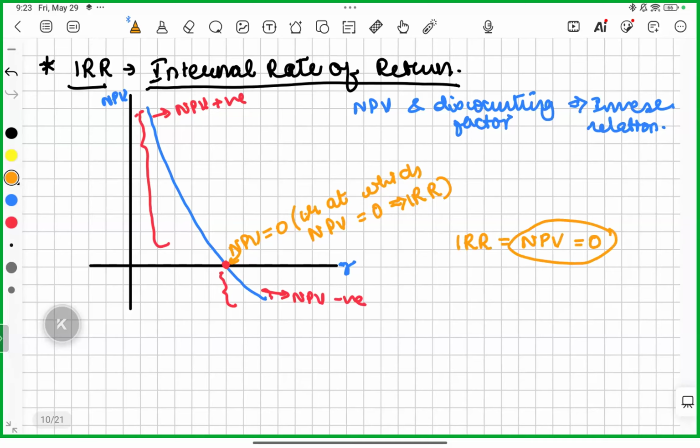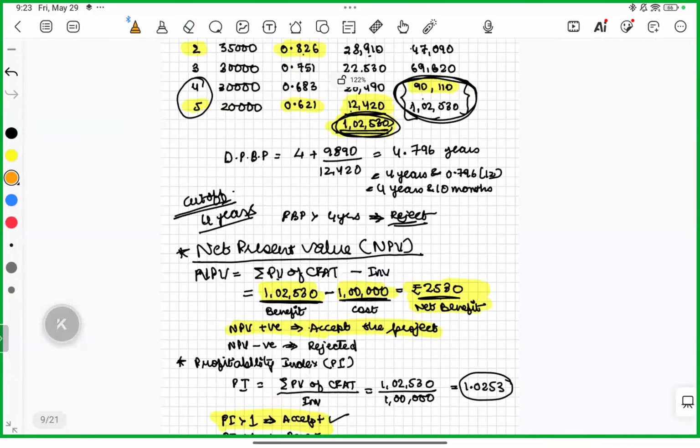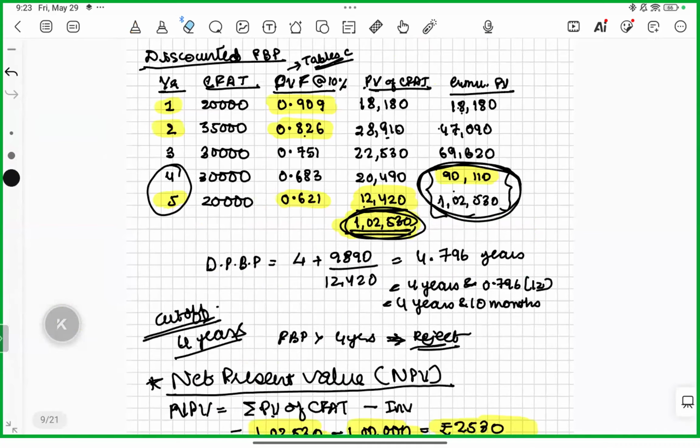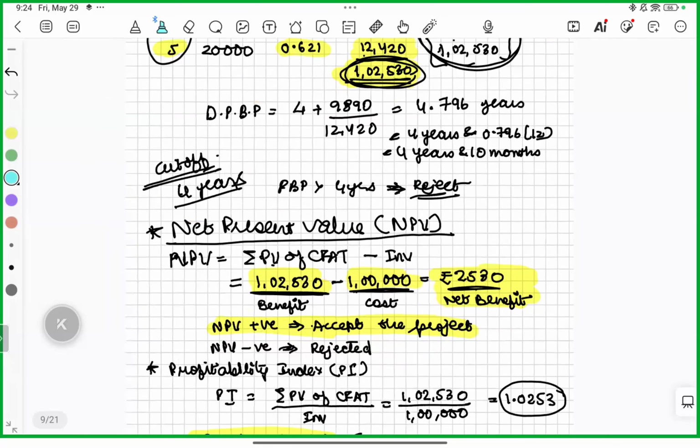Okay, rate which makes your NPV as 0. Okay, now see, in the same example, we had found out when discounting is done. Here see, discounting is done at 10%. You found out present value and you found out NPV 2530.